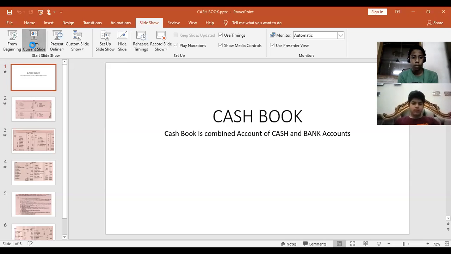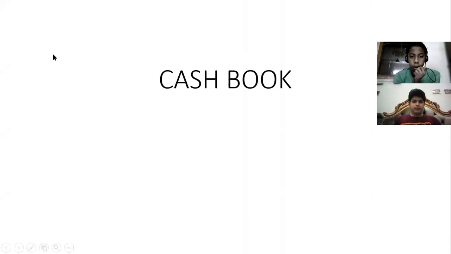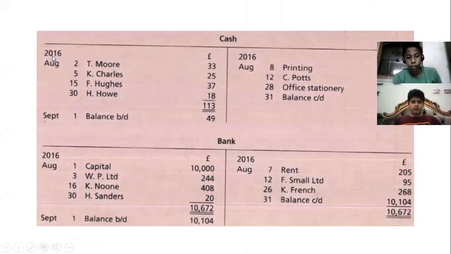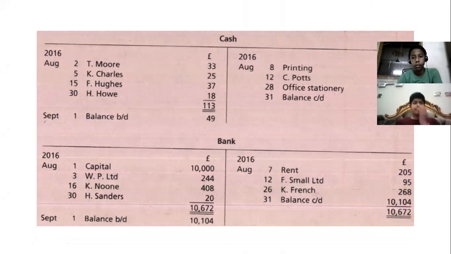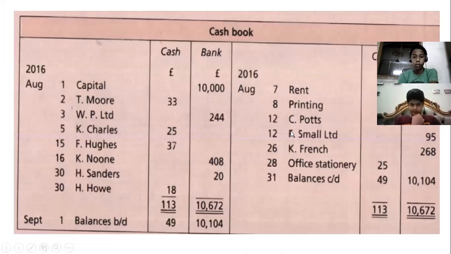Okay. So actually, this is the combination of cash and bank. Very good. Combination of cash and bank. This is what we already studied, and then last time we studied that these are the cash and bank account. I'm just recapping. Then we will do the next thing. This is the cash account and bank account. When we combine it, it is called cash book.